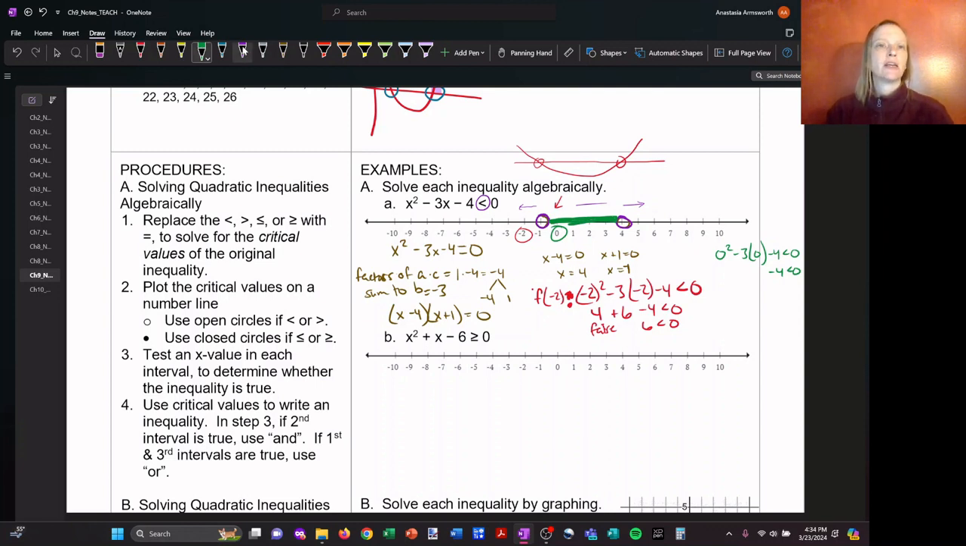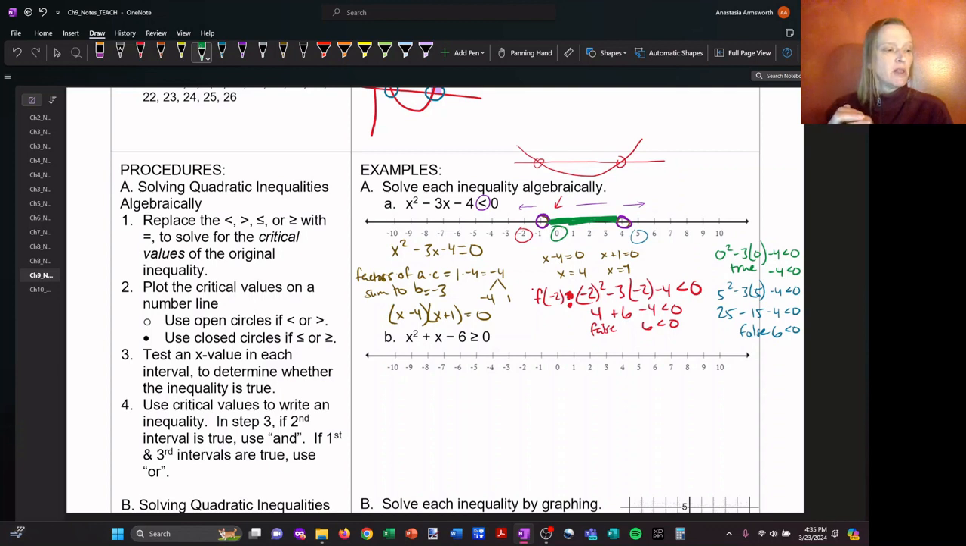I'm probably not going to shade this upper region in, but let's go ahead and test the 5 value and see what we get. 5 squared minus 3 times 5 minus 4, is that less than 0? Let's see. 5 squared is 25 minus 15 minus 4. Is that less than 0? No, it isn't. The answer is +6, and +6 is not less than 0. This is false. So the only one that was true was this region, and so that's the region that I shade on the number line to express when this quadratic inequality is less than 0.